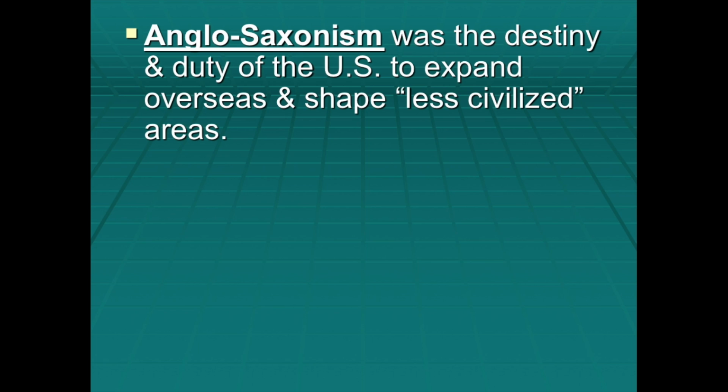Anglo-Saxonism. Now, this describes the destiny and duty of the U.S. This is an idea, the destiny and duty of the U.S. to expand overseas and to shape less civilized areas. So the thinking at the time was biased, kind of xenophobic, that's Xeno, xenophobic, afraid of the outside world is what that means.